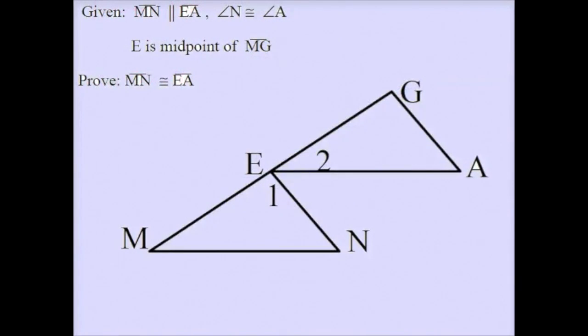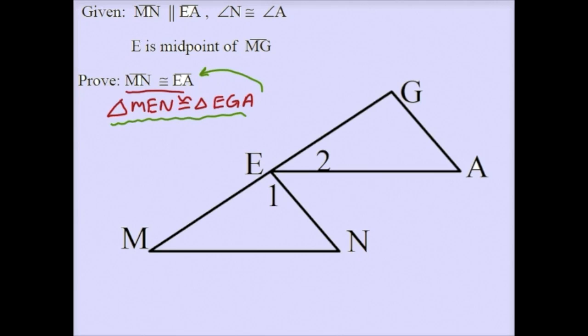All right, here we have our final example for the day. We've got a goal of proving that MN and EA are congruent. Now, in order to do that, we're going to have to prove that the two triangles are congruent. So those two triangles, let's name them. So once again, proving that these triangles are congruent is going to be a sub-goal in order to prove that these segments are congruent using CPCTC. So let's piece this together.